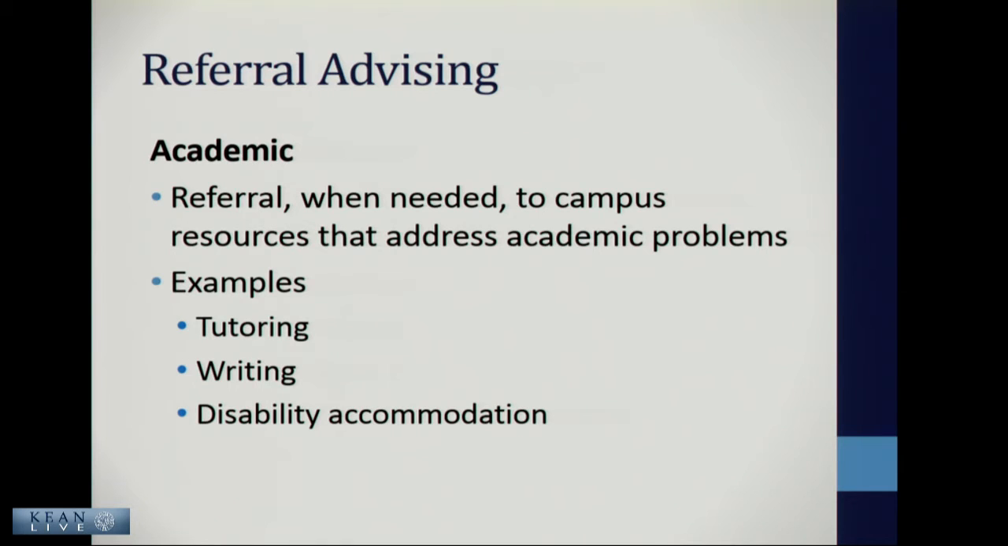Now, referral advising. In terms of referral advising, there are things that we do that are related to academia, and then there are things that are non-academic. In terms of academic referrals, when there is a need, we try to connect our students to campus resources to address problems. Some examples would include tutoring, getting help at the writing center, or, if they have any disabilities, making sure that they get specific and appropriate accommodations.